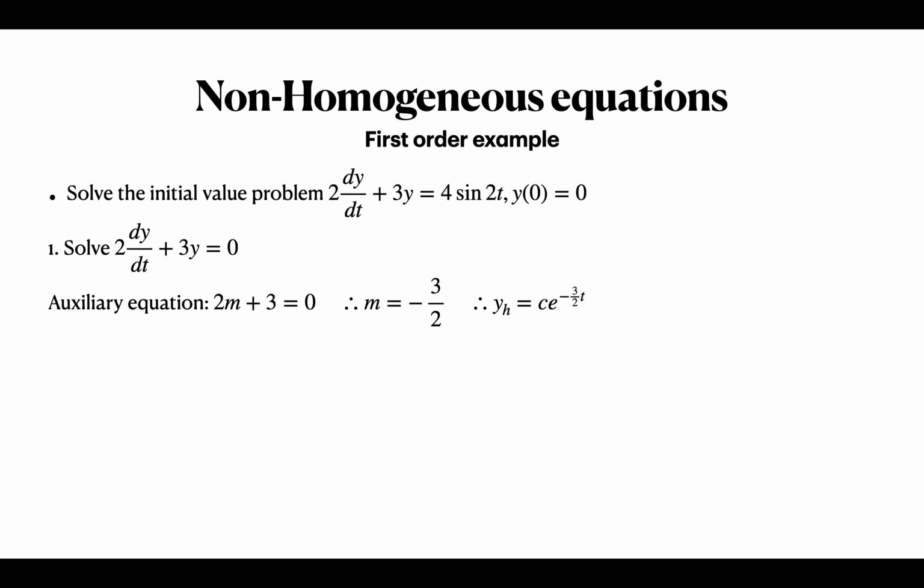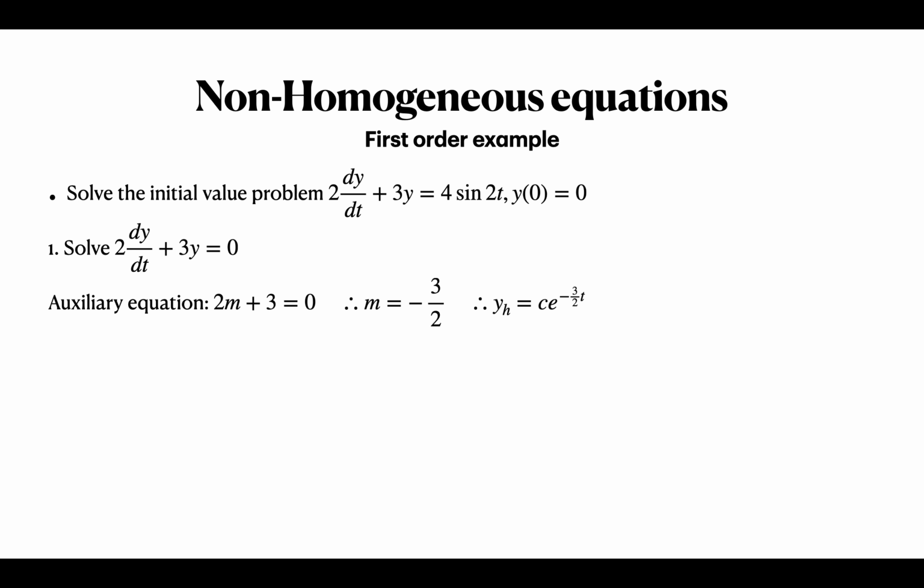And that's it, because that's how you solve first order equations. So yh is equal to C exponential minus 3 over 2 t. We don't know what C is. We're going to find out what C is from the initial condition, y(0) equal to 0, but not right now. At the end, once we solve the whole thing. Now, boys and girls, here's where it gets a little bit not obvious. We now look at the right-hand side.